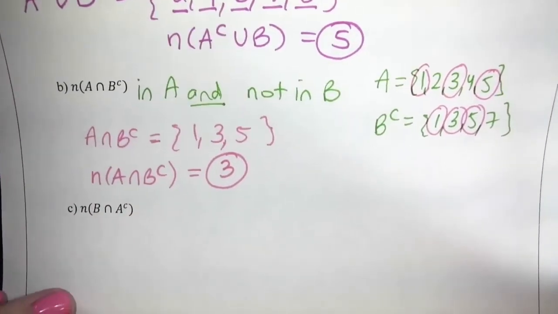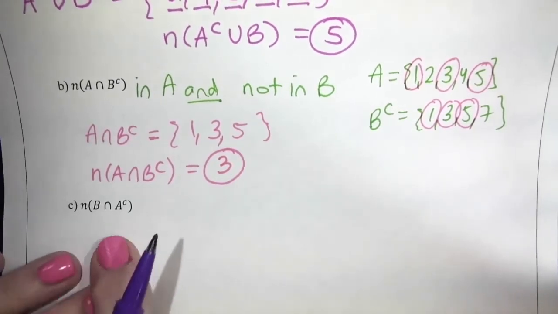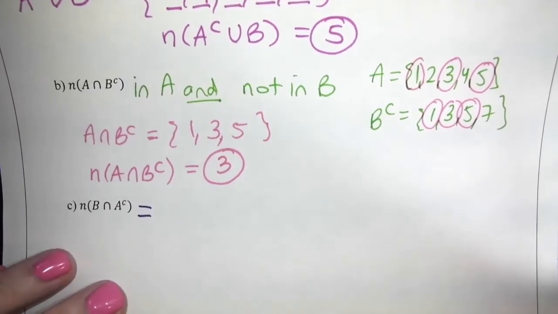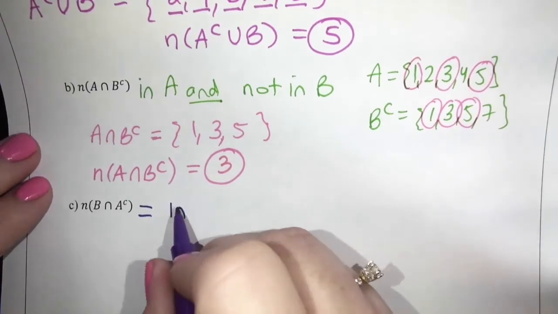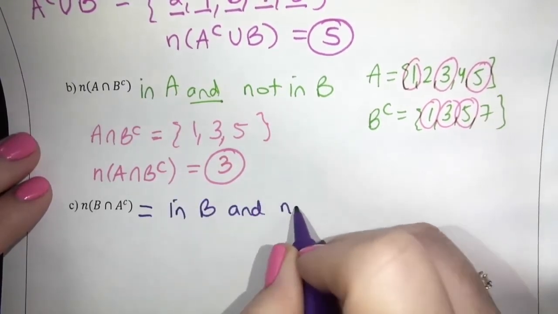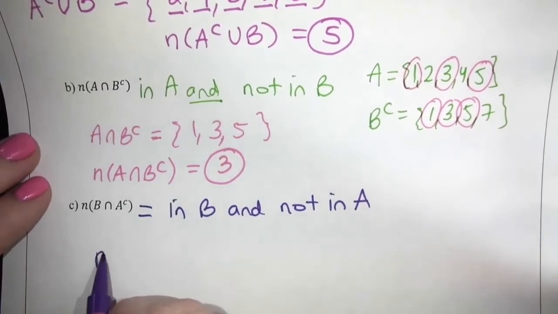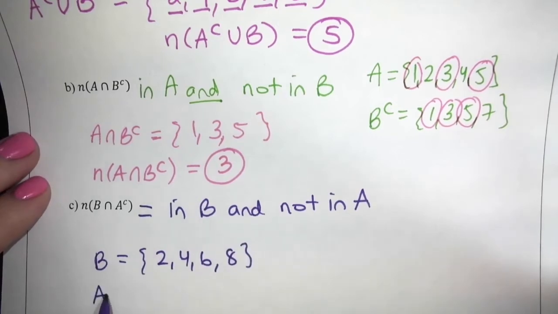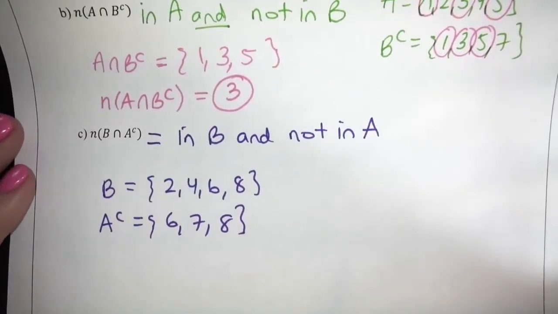Now, part C wants the number in what? Write down what you think you're finding here. B intersect A complement. What does that mean in words here? So this means in B and not in A. So it's an and again. So B is 2, 4, 6, 8, and not A is 6, 7, 8. And we want what's in both of these.